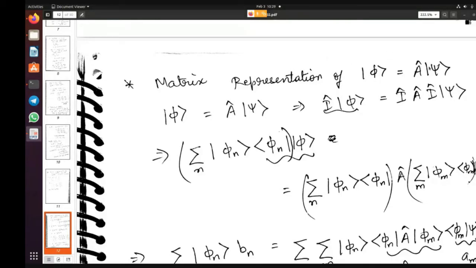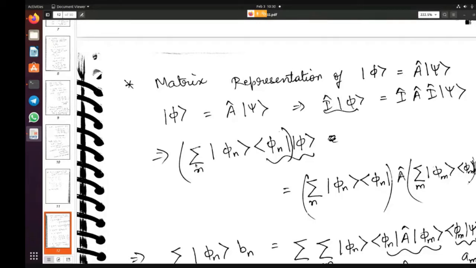this kind of an equation, which is |phi> = A|psi>. Okay, so some operator acting on the ket psi gives you another vector phi, right? So instead of phi, you can replace it by I into phi, and instead of A, you can have I into A into I into the ket psi. Okay, so let's do this on both the sides. So here you have I into phi.